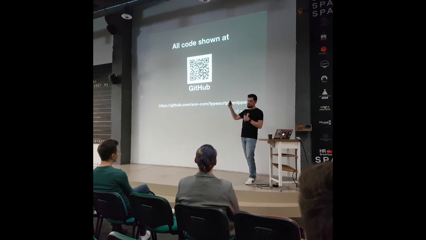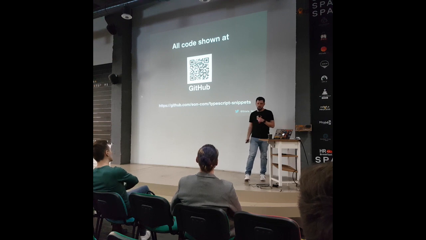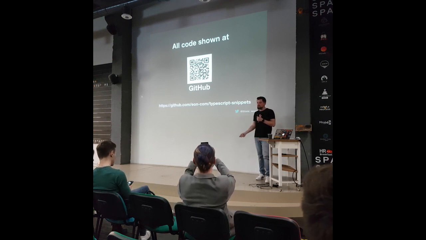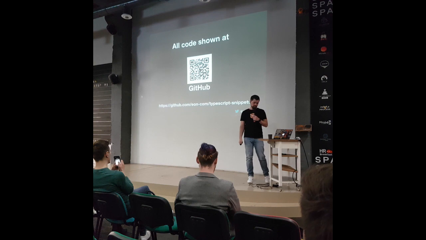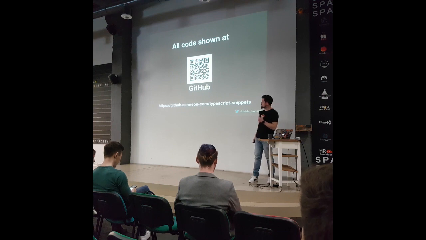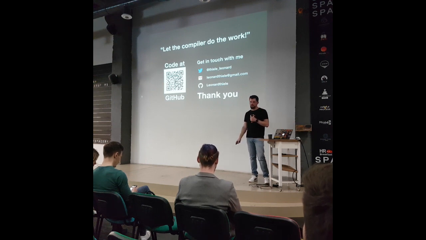But all the code you've seen, I've put on GitHub, and you can go to this QR code and play around with it, check it out. Maybe also give me feedback if you find a bug or you have a cool addition to it. Feel free to make a pull request if you have an advancement to it. That was it. Don't forget to let the compiler do the work, and thank you very much.